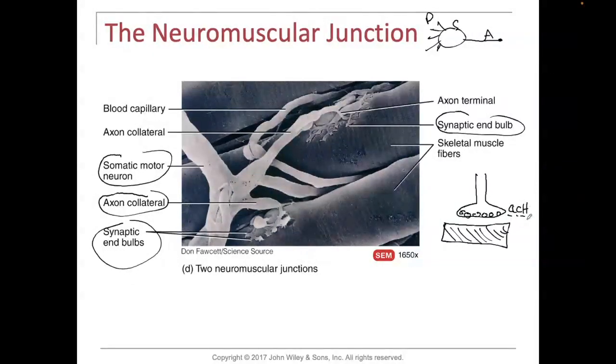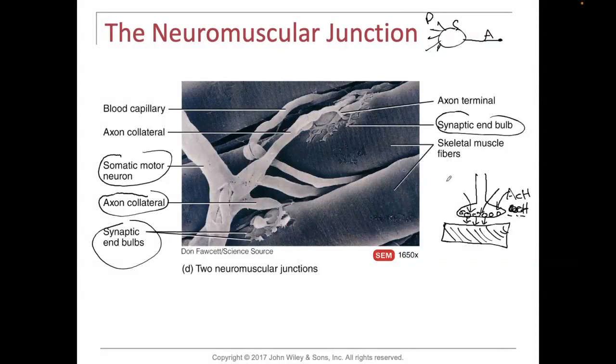ACh, acetylcholine. That's the neurotransmitter that is located in the synaptic bulb, and somehow these have to move in this direction to stimulate the muscle to make it contract.